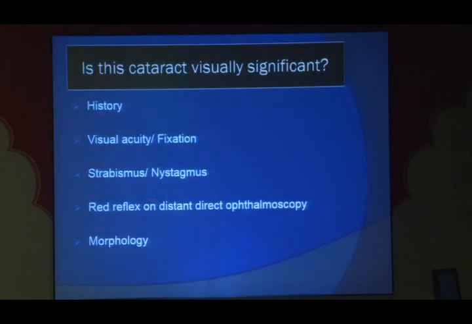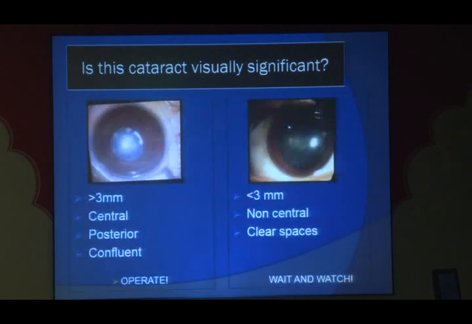So we need to understand whether this cataract is visually significant or not. It depends upon the history, the visual acuity, the fixation, the presence or absence of strabismus, red reflex on distant direct ophthalmoscopy, and the morphology. Cataracts which are more than 3 mm, central, posterior, and confluent are more likely to be visually significant and should be operated, whereas peripheral cataracts less than 3 mm with clear spaces can be watched.